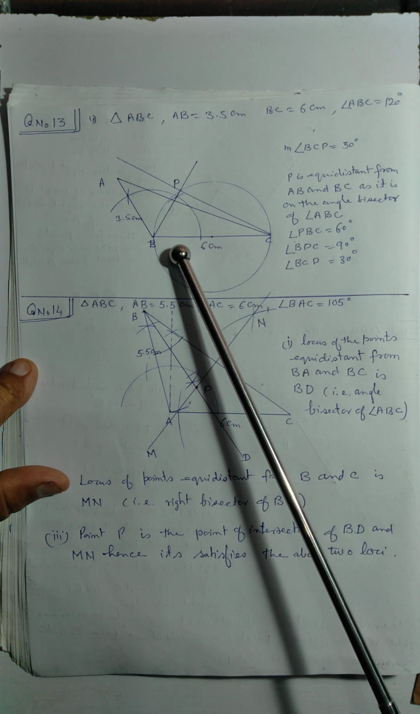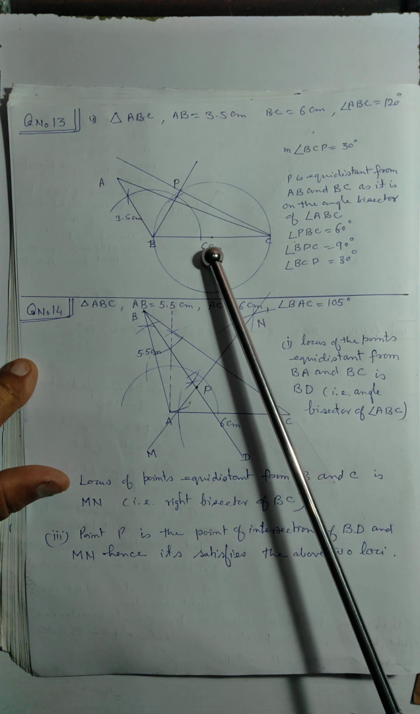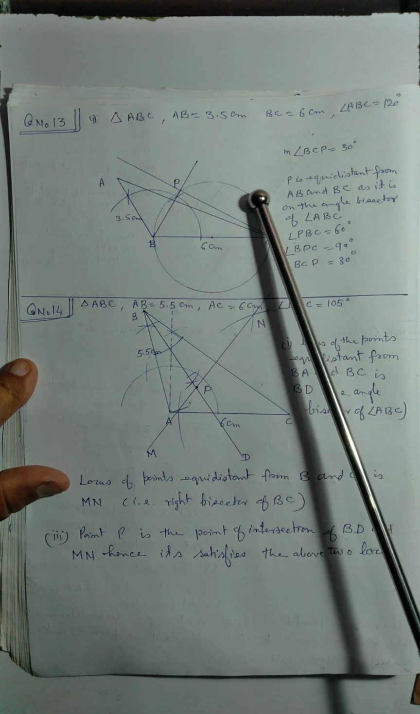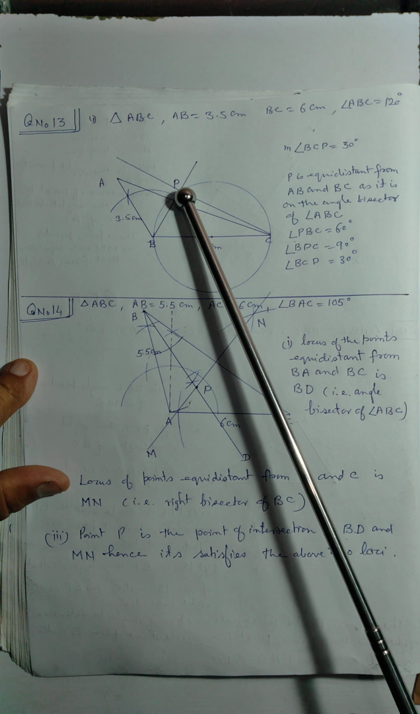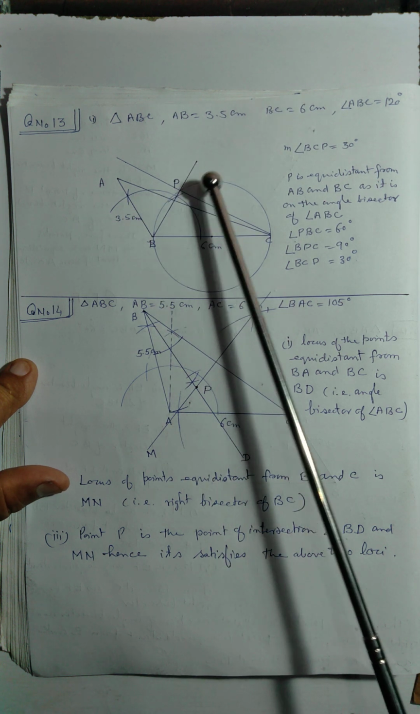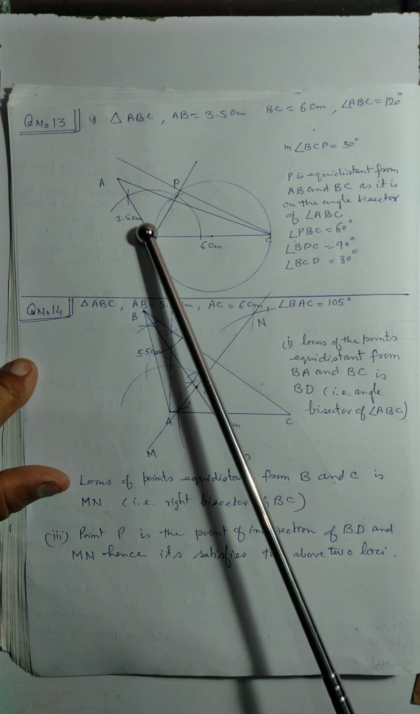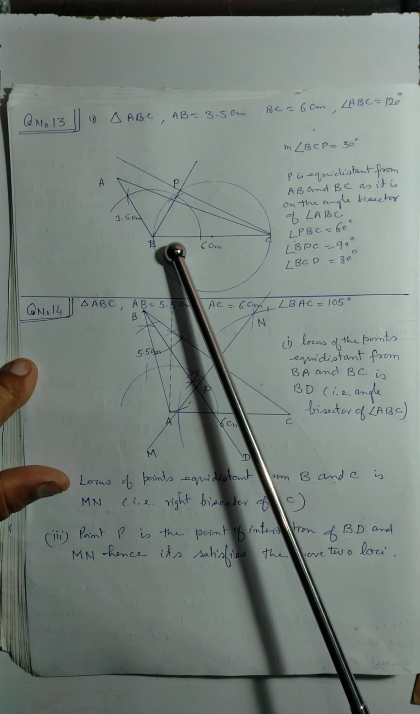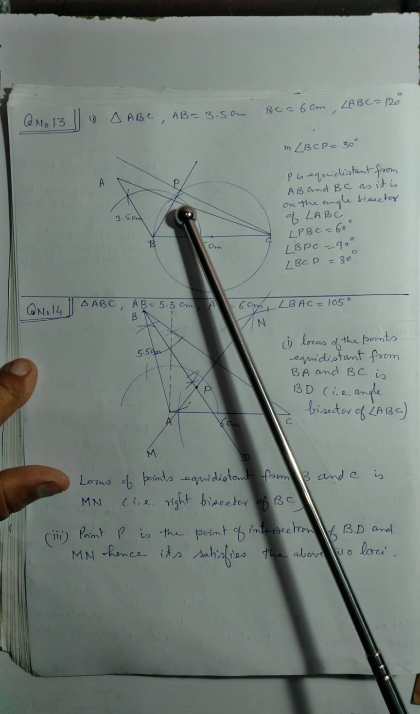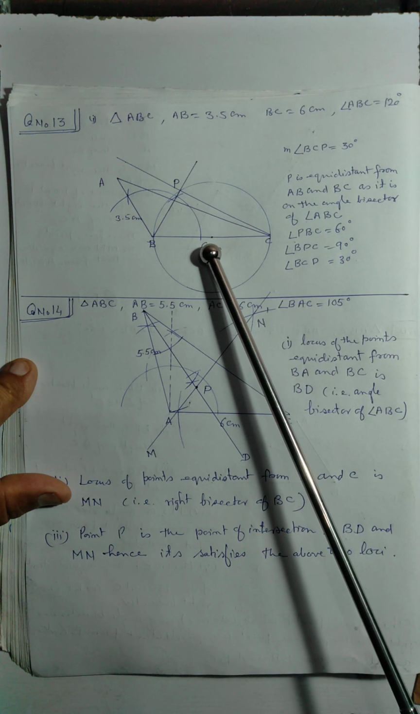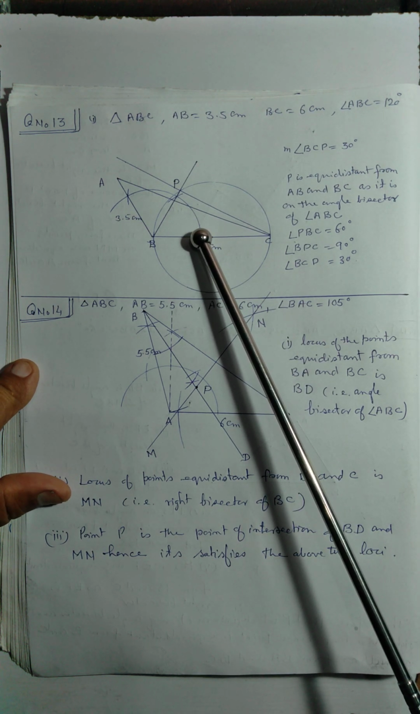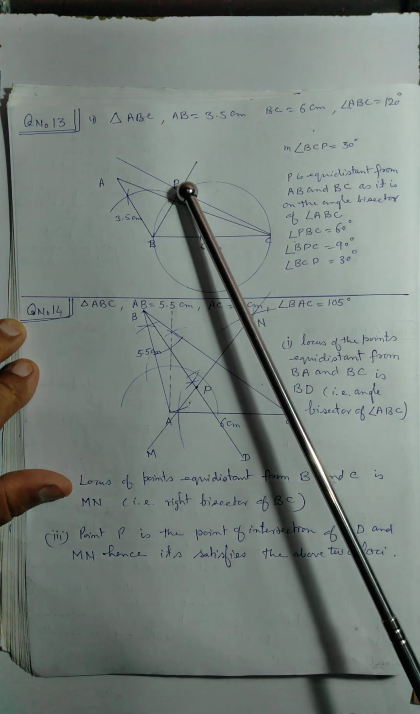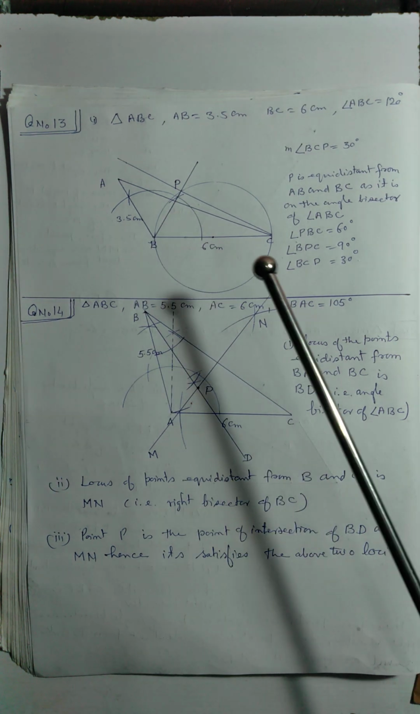Now the point which intersects, taking center of BC, I have drawn a circle which cuts the angle bisector at the point P. So P fulfills the condition that P is the point which is equidistant from BA and BC. Sorry, it is not equidistant, but it is 3.5 centimeter from B, because it lies on this circle.